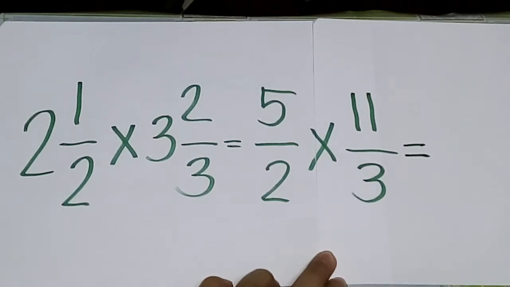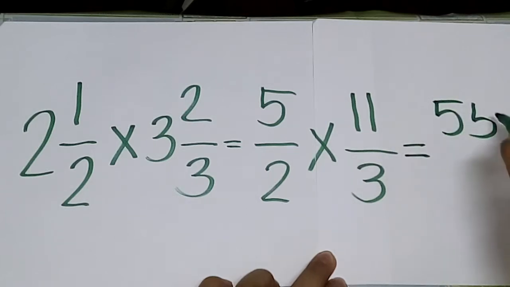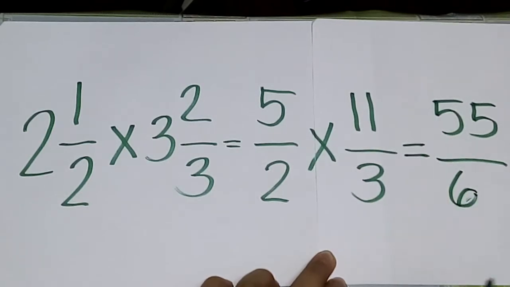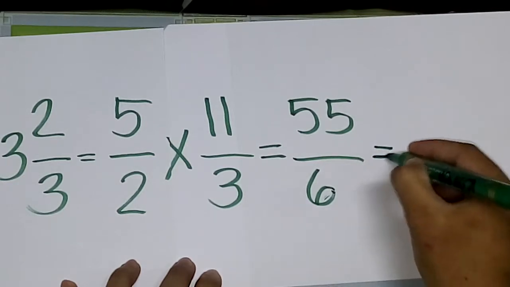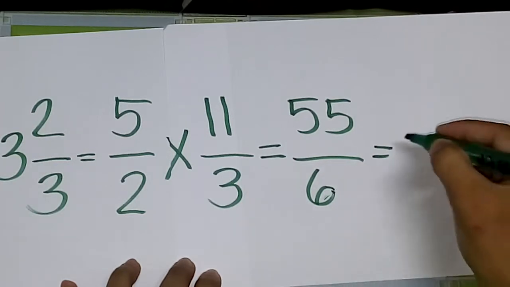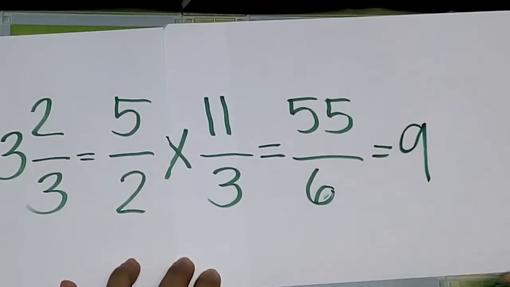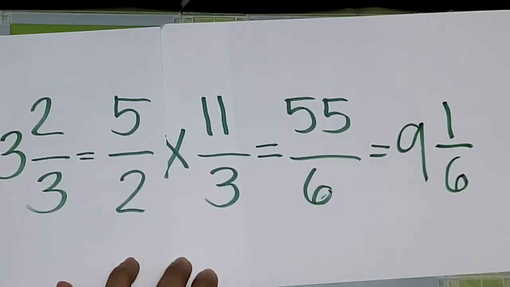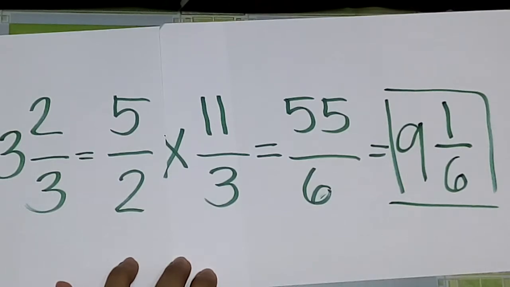We can now proceed to multiplication. 5 times 11, 55. And 2 times 3, that is 6. 55 over 6 is an improper fraction. So let us simplify. We change it into a mixed number. So 55 over 6, that's 55 divided by 6, that is 9 and 1/6. So our answer is 9 and 1/6.